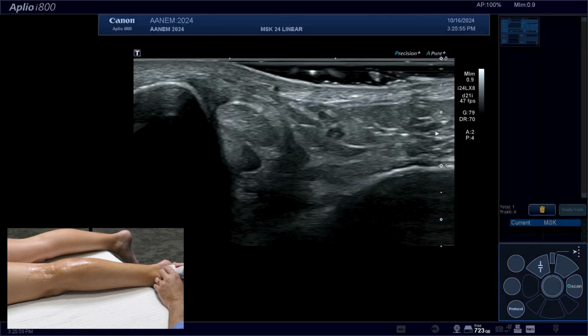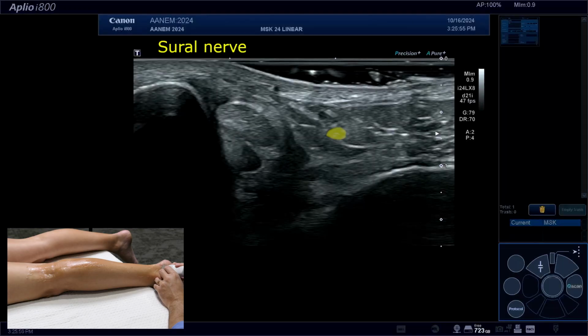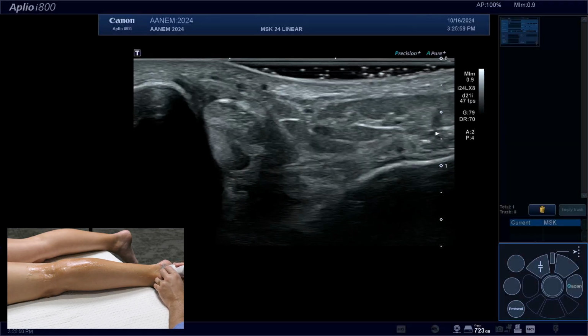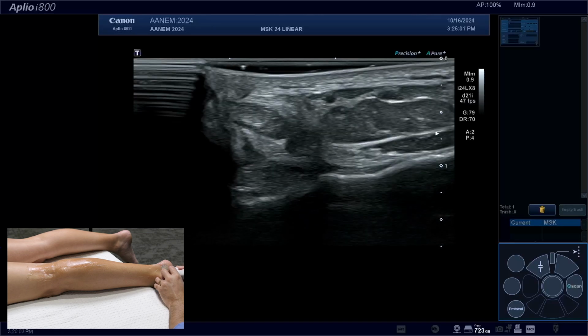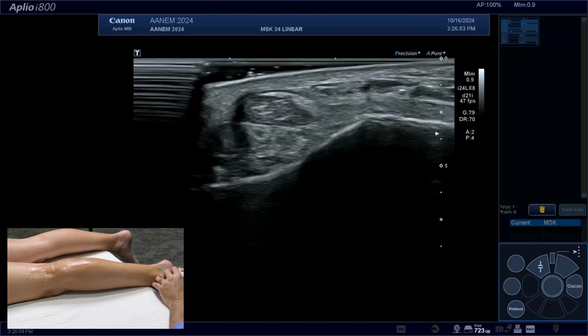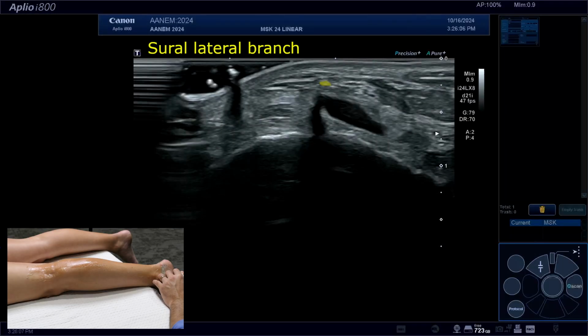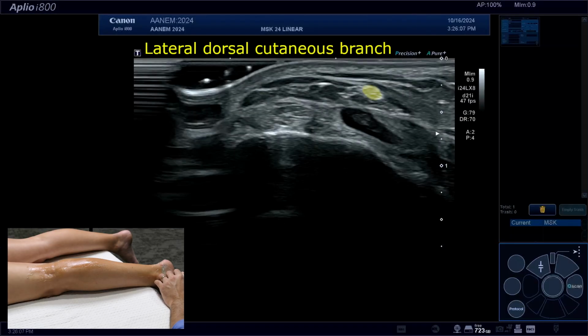Returning distally to the short axis view at the lateral ankle, the sural nerve then runs with the saphenous vein deep to the fibularis tendon sheath, between the calcaneus and lateral malleolus. Approximately 2 centimeters distal to the lateral malleolus, the sural nerve will divide into its terminal branches. The lateral branch, ending in the lateral border of the foot, and the lateral dorsal cutaneous branch, which combines with the superficial fibular nerve in the dorsal foot.